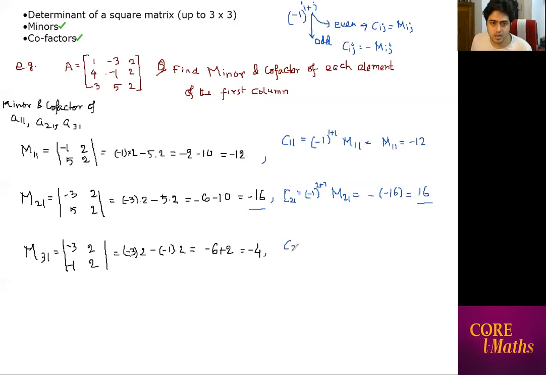Now C31, it is -1 to the power 3 plus 1, that is even, and you know that for the case of even, the cofactor value will be the same as the minor value. So it will come plus and put the minor value, that is -4, here -2... So this is the minor value and these are the cofactor values for the first column.